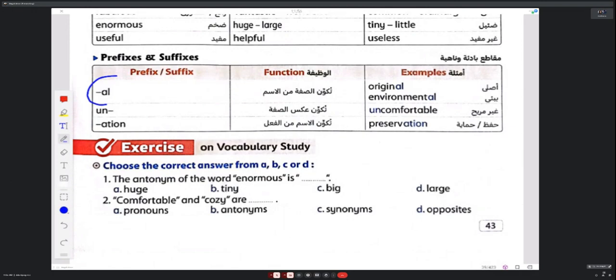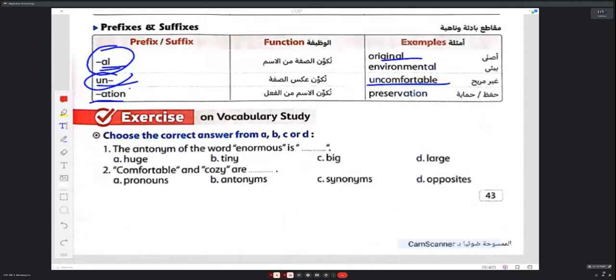You don't need, I think, "al" at the end to give me the adjective, like original, international, national, and to give the opposite of the word, like uncomfortable, unnecessary. Okay, "ation" or "ion" to give the noun, like education, preservation, and so on.